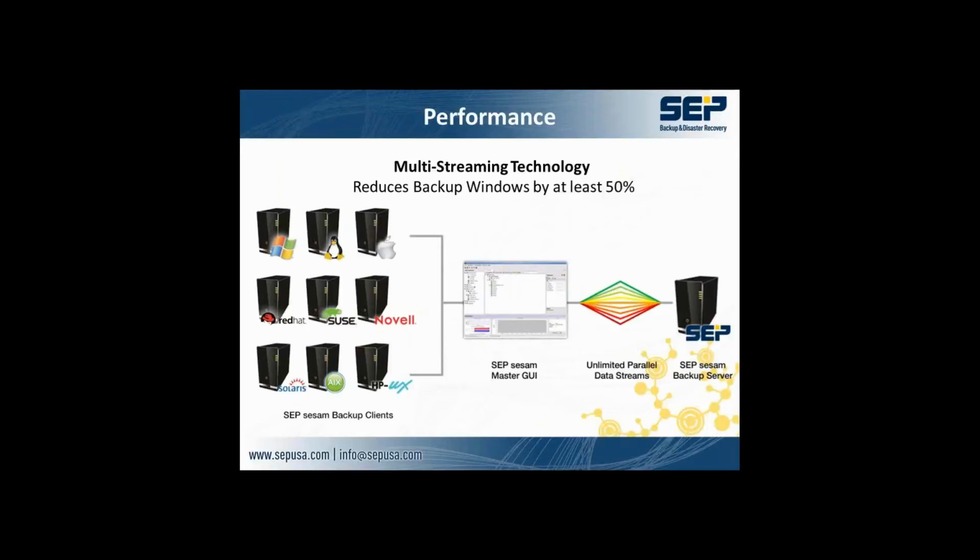Speaking of performance, just kind of getting back to the multi-streaming briefly, we schedule things a little bit differently than a lot of our competitors. So a lot of our competitors just back up in a linear fashion. If we look at the little diagram we have here, on the left-hand side, there's 9 servers. So a lot of our competitors would just start backing up the Windows server. When that finishes, they'd move on to the Linux. When that's done, they'd go to the Mac, etc.